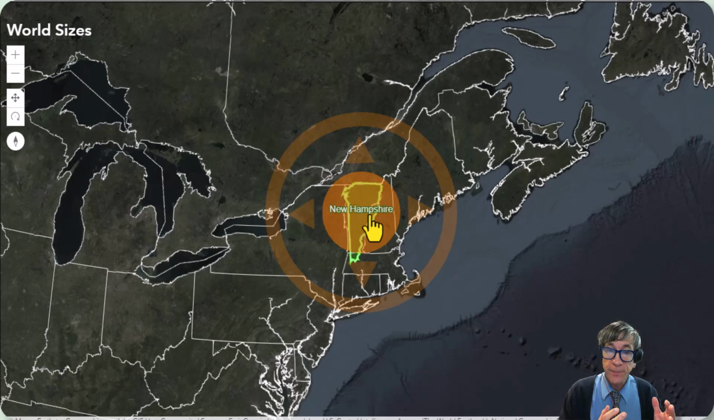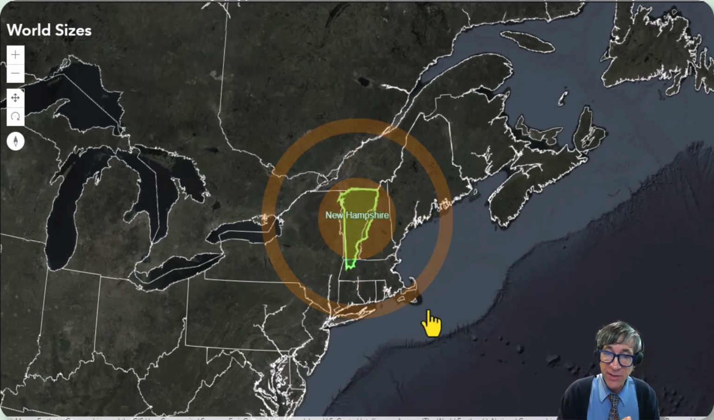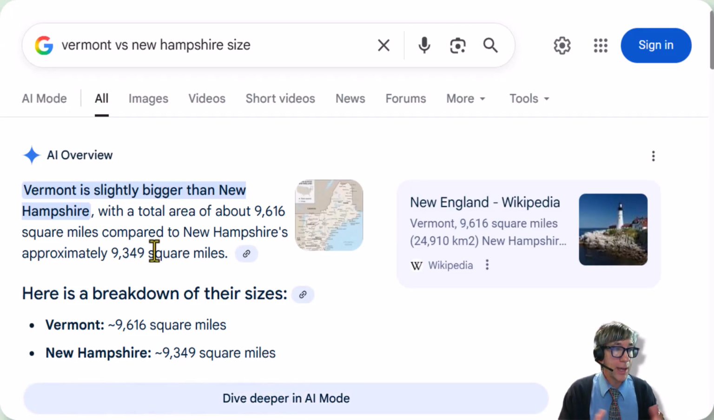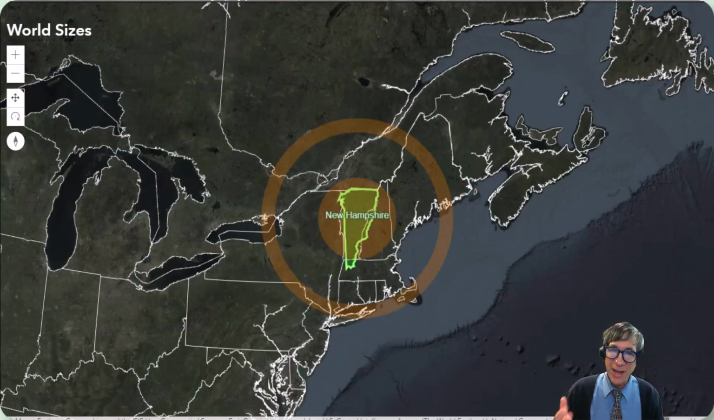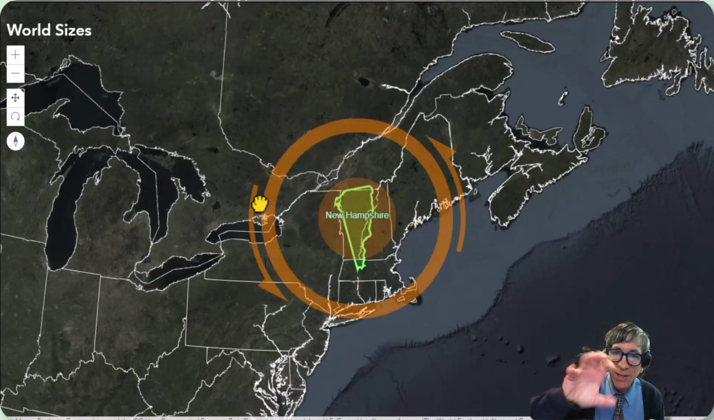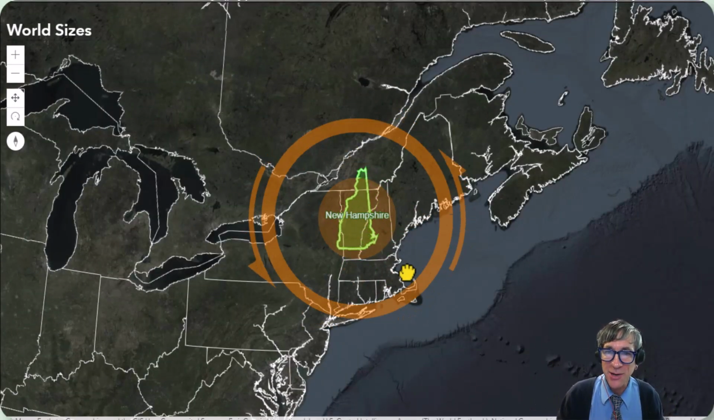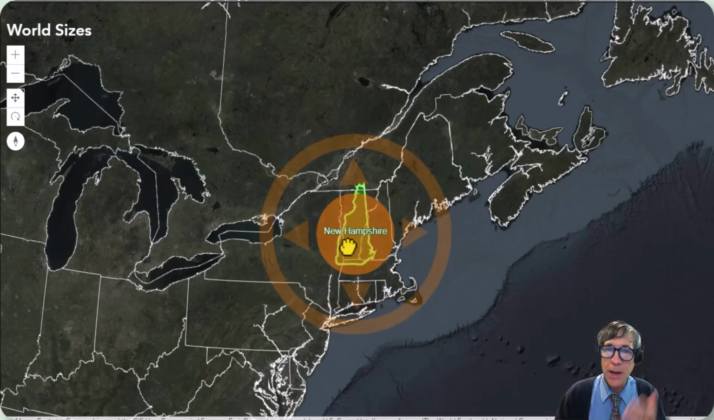So rotating Vermont and New Hampshire, I can make a hypothesis, which I encourage students to do, but I'm also encouraging, as you've seen me do in other places on this channel, checking multiple sources. You can see there when I check those multiple sources that Vermont is indeed slightly larger than New Hampshire.